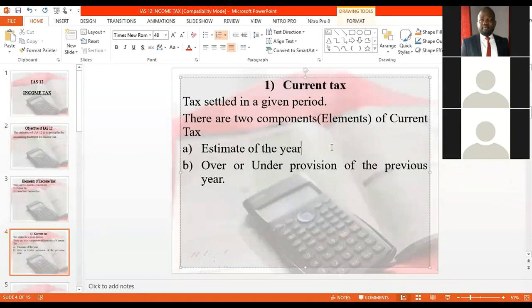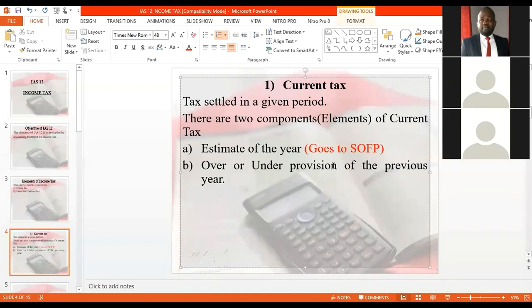Now take note, because this will be confusing as we continue. Estimate of the year goes to the statement of financial position. Take note of that as we start. Estimate of the year is what is taken to the statement of financial position, of course, as a current liability. You know, tax is always a current liability.